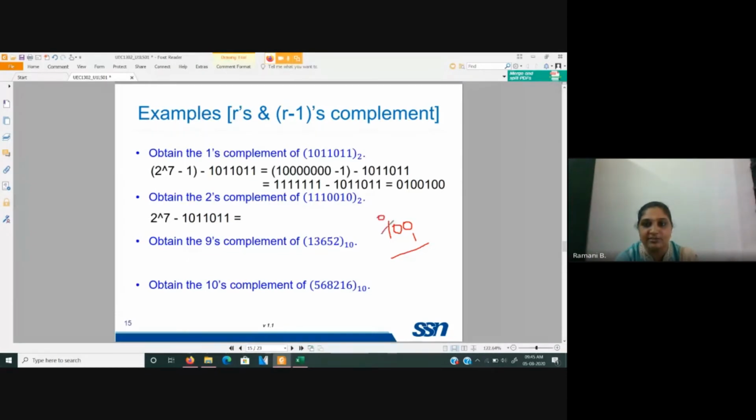Borrowing from here, so this becomes a 10. So you again borrow over here. So this will be 9, and this is 1, like that. Right? So you will be having 99.